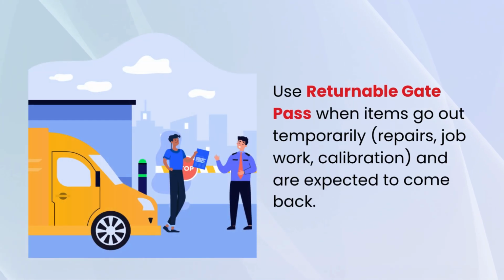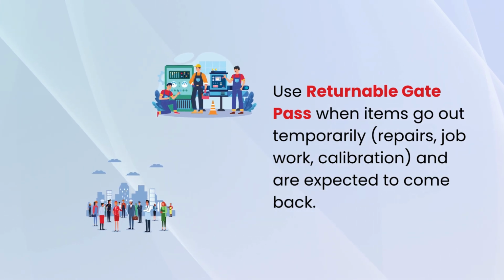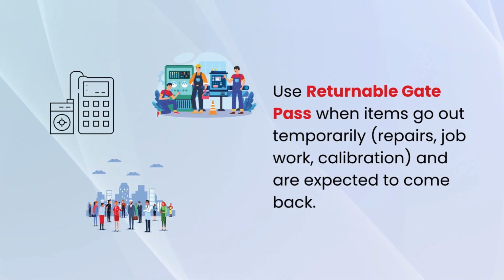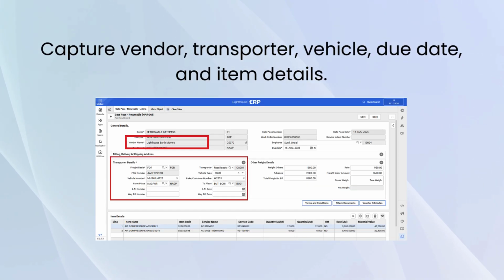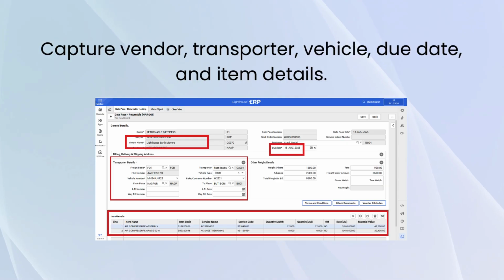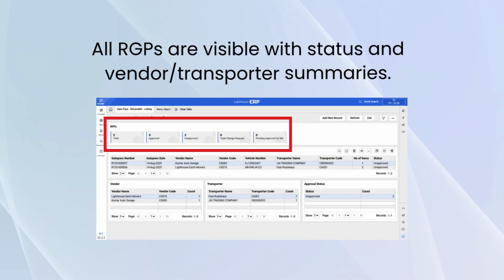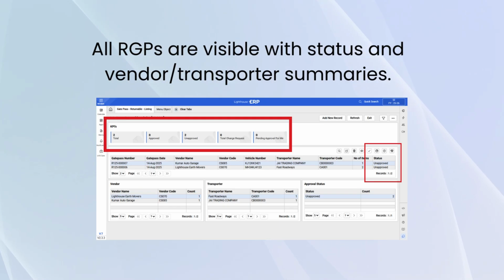1. Returnable Gate Pass (RGP). Use returnable gate pass when items go out temporarily, repairs, job work, calibration, and are expected to come back. Capture vendor, transporter, vehicle, due date, and item details. All RGPs are visible with status and vendor transporter summaries.